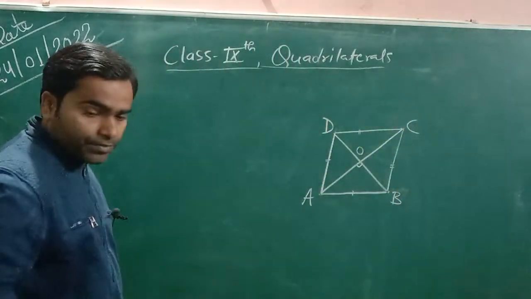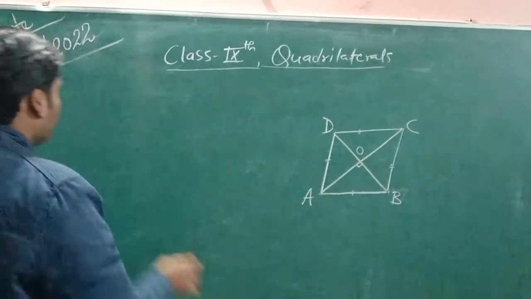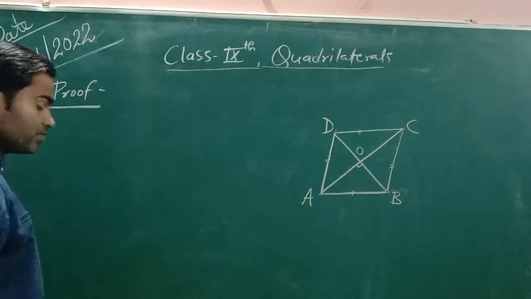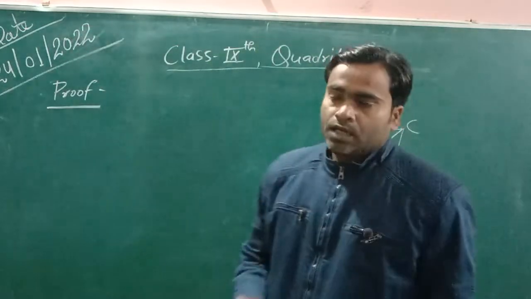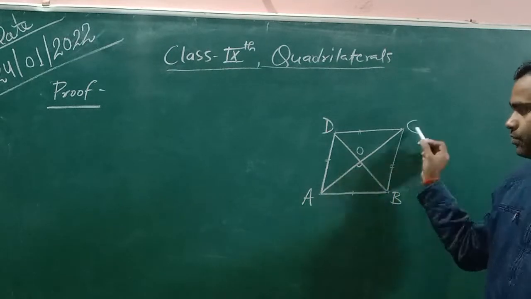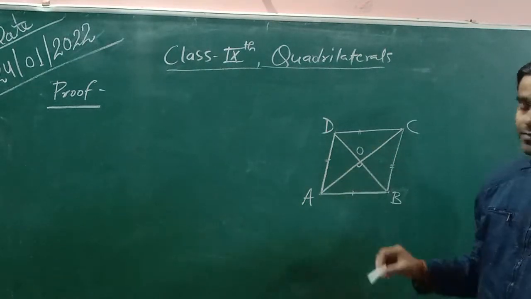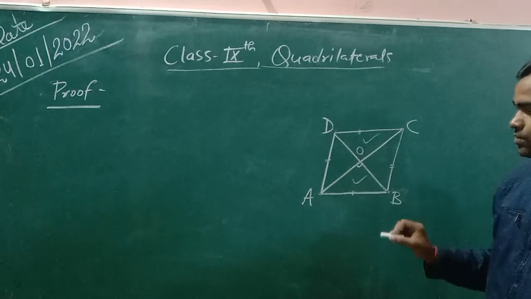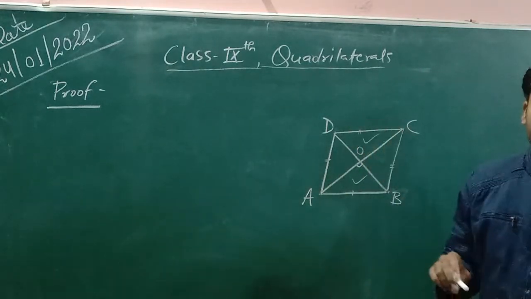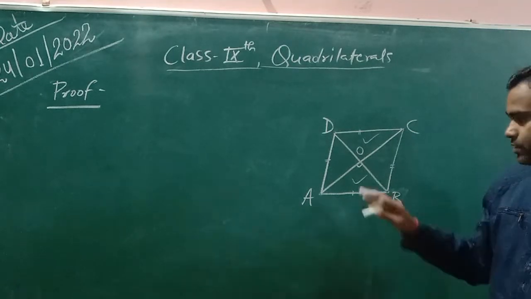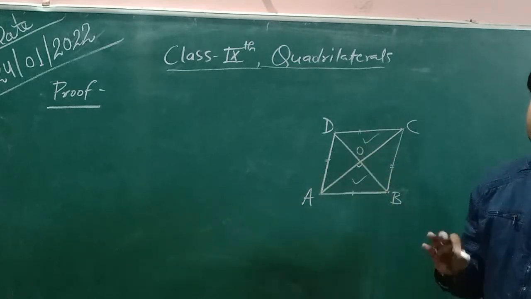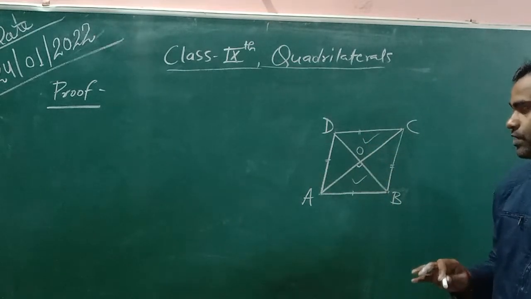Now see the proof. So students, when we try to prove OA is equal to OC, OB is equal to OD, then we prove these two triangles congruent, triangle AOB and triangle COD. Because after proving these two congruent, you can write OA equal to OC, OB is equal to OD by CPCT, corresponding parts of congruent triangles.